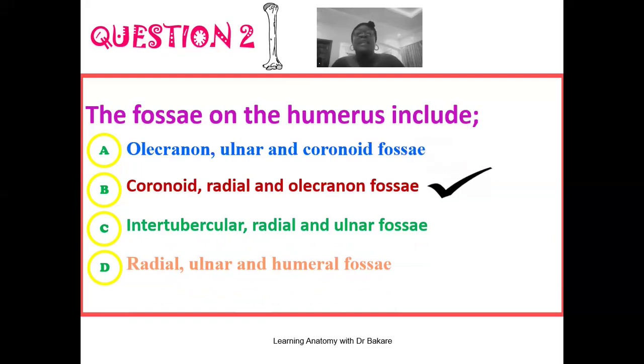The correct answer here as it relates to the fossae seen on the humerus is the coronoid, the radial, and also the olecranon fossae. The coronoid and the radial fossae are seen in the anterior part of the inferior end of the humerus, while the olecranon fossa is seen at the posterior region of the lower end of the humerus. We've tried to describe this in detail in our lecture on the humerus.